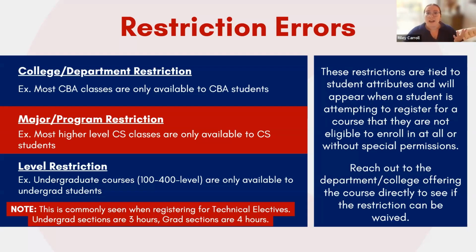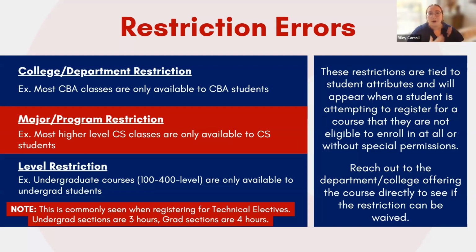So CS 480 will have a 3 credit hour version and it will have a 4 credit hour version. If you attempt to register for that 4 credit hour version or section, you will receive a level restriction error code. And if you email your advisor, we'll tell you to register for the 3 credit hour version instead.